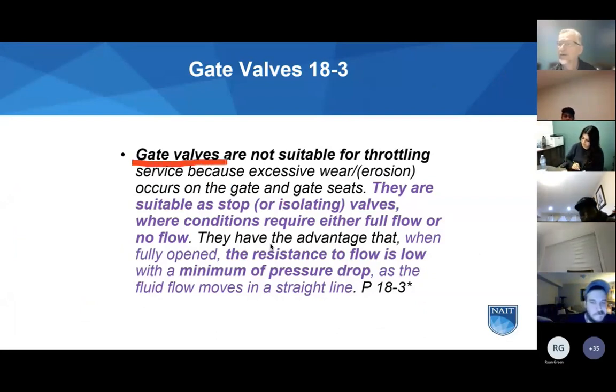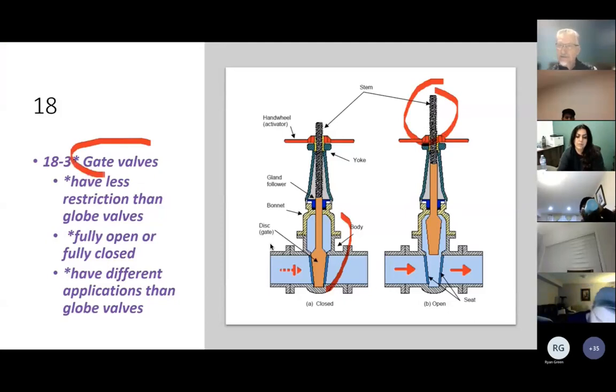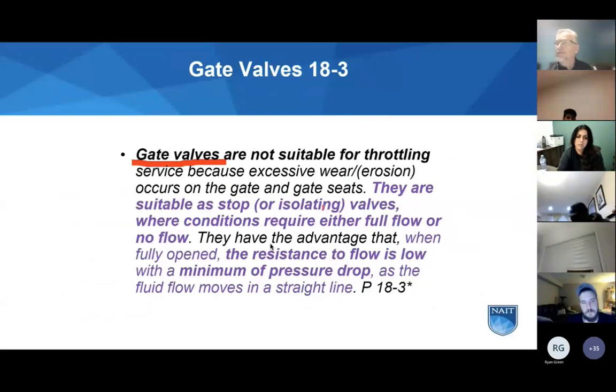Gate valves. So the valve type that looks like this, the tall body and the long stem, it's called a gate valve. Described very well in the video.